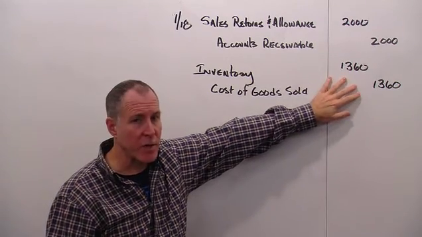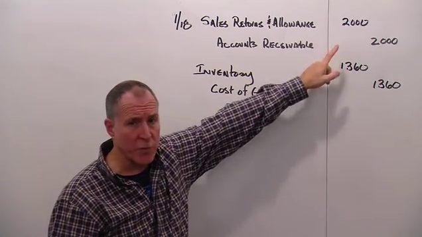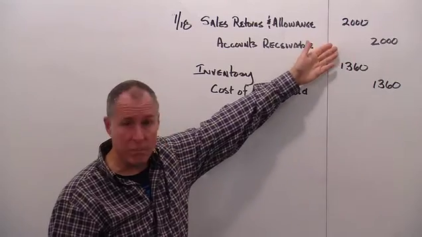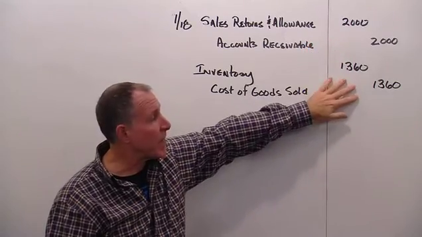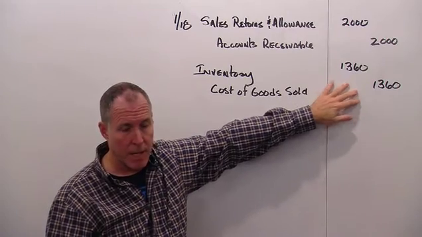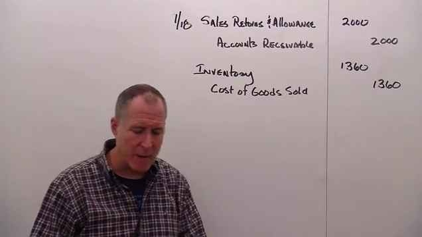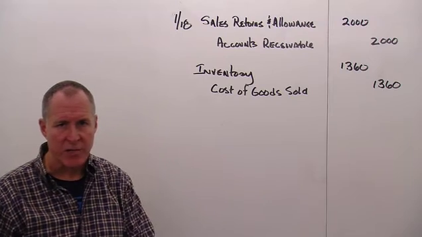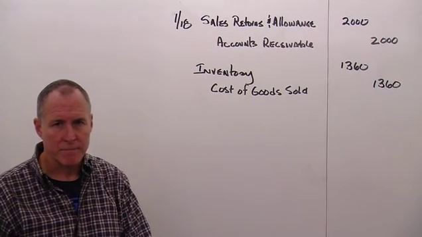So again, in this transaction, we sold the goods for $8,000, but these goods were the $2,000 portion, and they had a cost of $1,360. All right, we're going to come right back. We're going to take a look at the last three transactions of this particular problem.